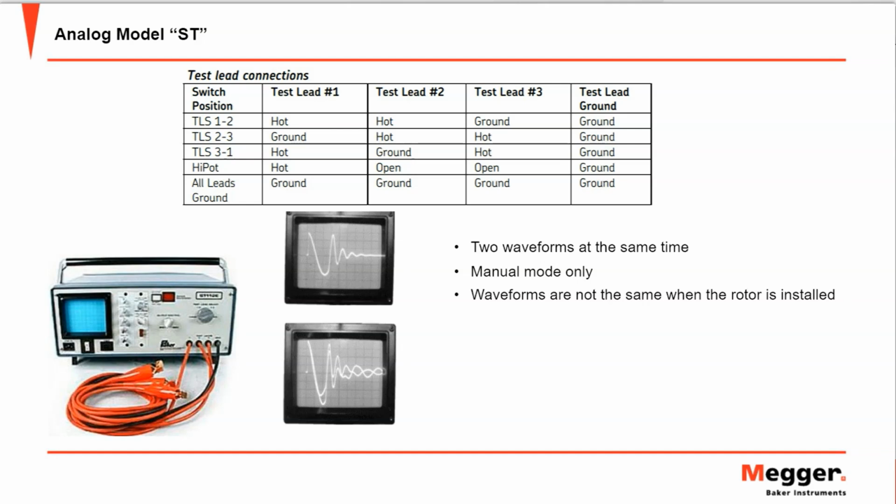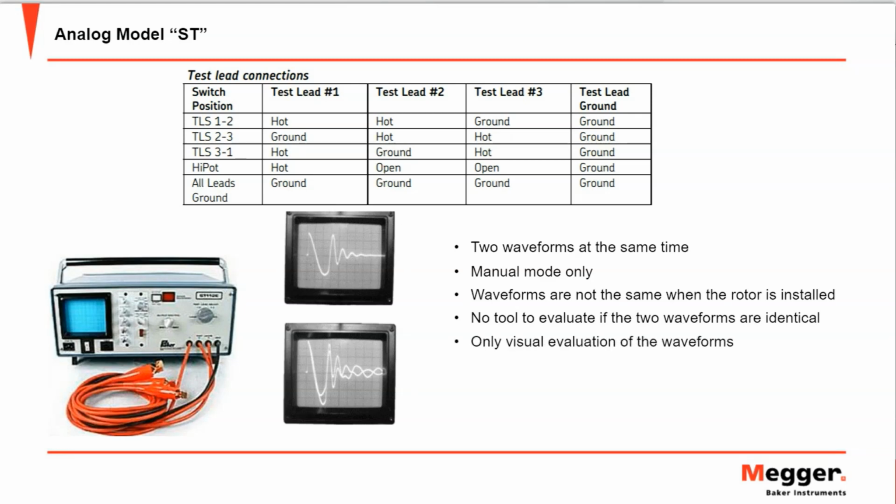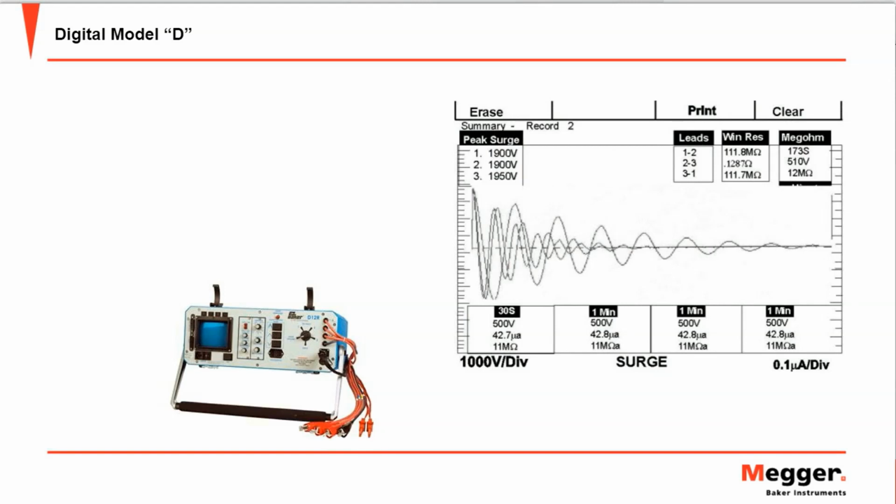there's no tool to evaluate the 2 waveforms, if they are identical or not. So we didn't have the software at that time. So only visual evaluation of the waveforms. No automatic stop when there is a weak insulation. So if we have an arc, the operator must stop the test. So the equipment couldn't do that. We were talking about the ST models, the old ones.